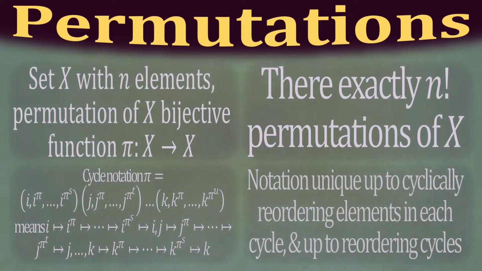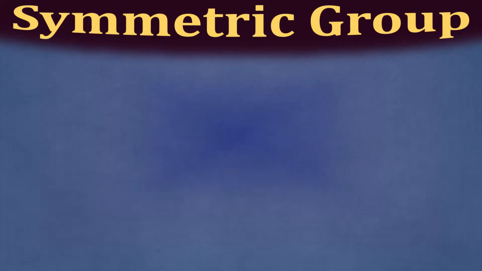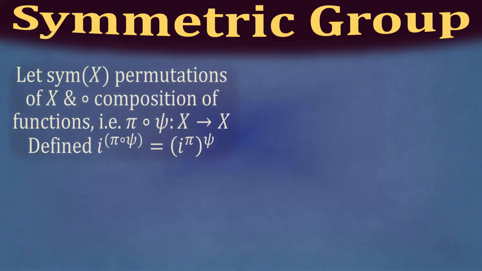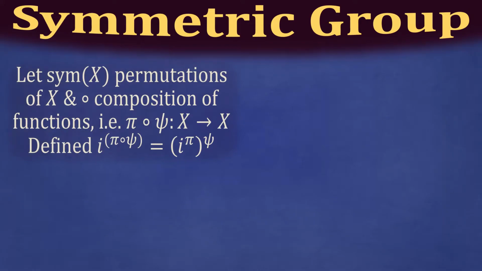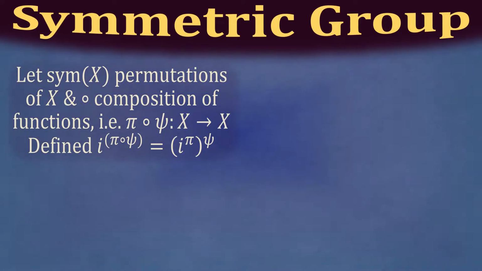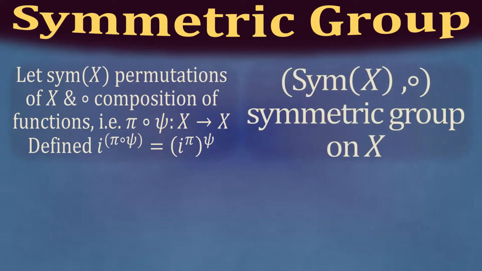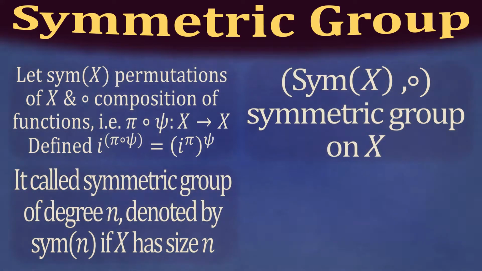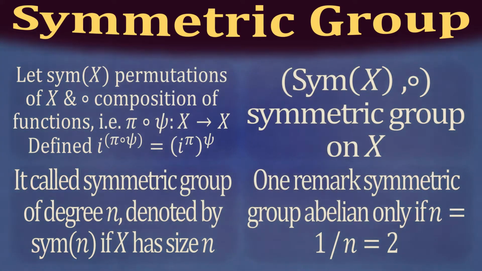Note that this notation is unique only up to cyclically reordering the elements in each cycle, and up to reordering the cycles arbitrarily. Now, let's define a symmetric group. Let Sym X be the set of all permutations of X, and let circ denote the binary operation of composition of functions, i.e. pi circ psi maps from X to X and is defined by i^(pi circ psi) equal to (i^pi)^psi. Then Sym X with circ is the symmetric group on X. It is also called the symmetric group of degree n, denoted by Sym n, if X has size n. One remark is that a symmetric group is abelian only if n is equal to 1 or 2.